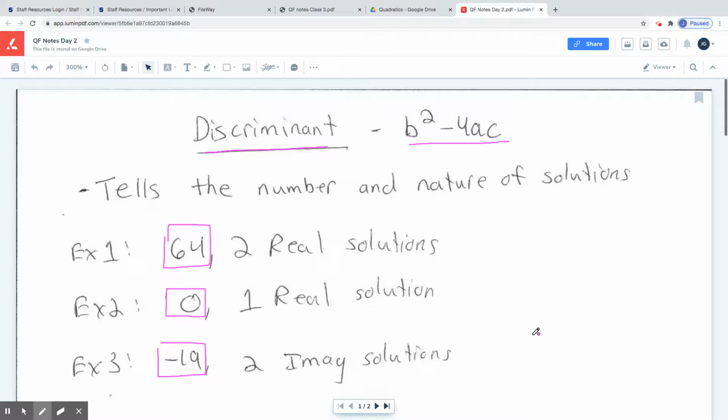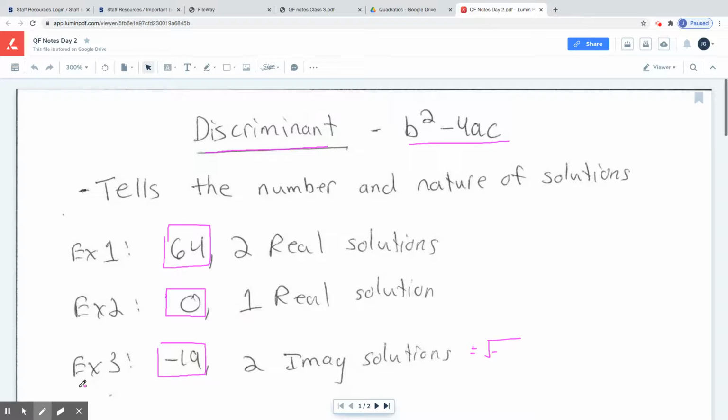The reason is that the only way we get an imaginary is by having a negative inside the square root. And when we're solving an equation, when you have a square root, it's always got to be plus or minus. The only way you can have one real is if you get 0, because then there's no plus or minus. It's just 0.